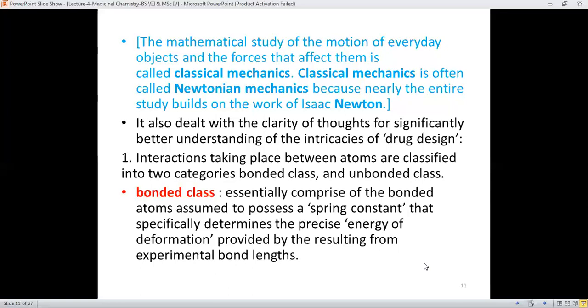It means that the energy of deformation will originate because the bonds are going to stretch and the bonds are going to be bent, so there must be some deformation. Deformation is a change in angle and so on, and there must be changes in energy. It means that in the bonded class, these studies comprise all this type of information.